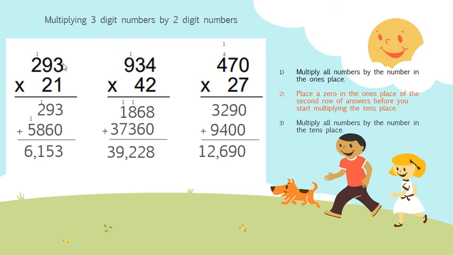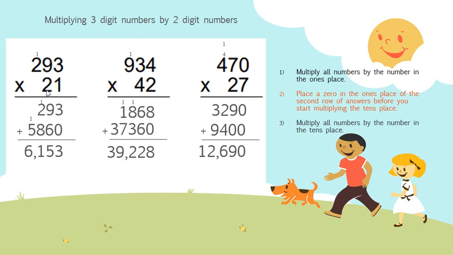So we do that by starting in the ones place. Then we move to the tens place, then the hundreds place. So 3 times 1 is 3, 9 times 1 is 9, 2 times 1 is 2. And so then it says, place a 0 in the ones place of the second row of answers before you start multiplying the tens place.